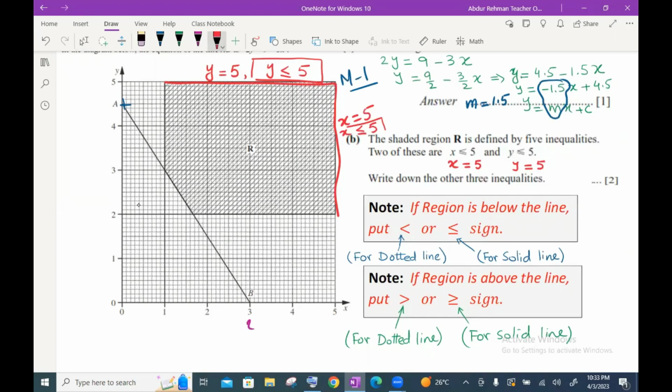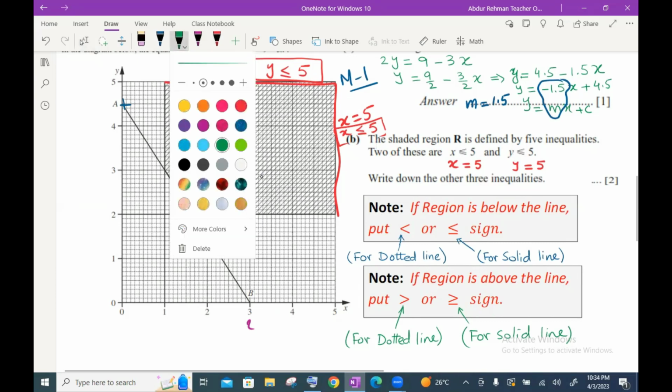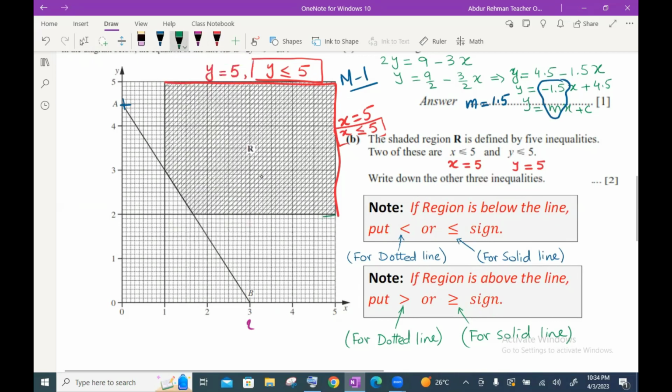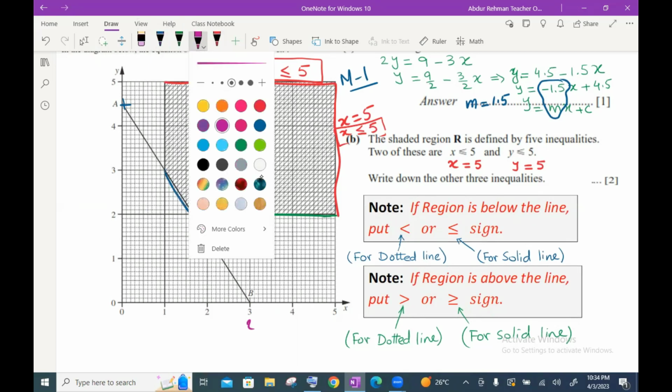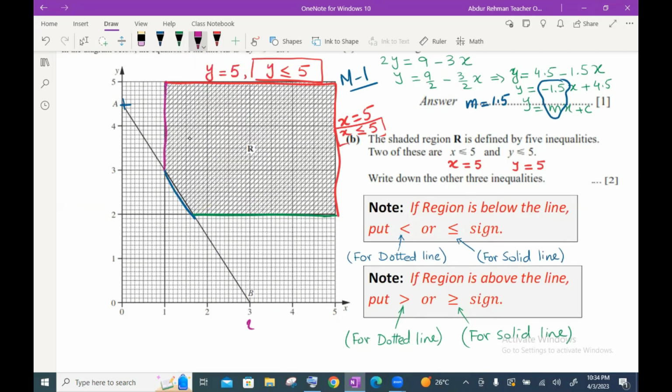First step is to recognize the given line from the inequalities. So we did this. Now write down the other 3 inequalities. We can find 3 inequalities from these lines: the green line, the blue line, and the purple line. This is your purple line.